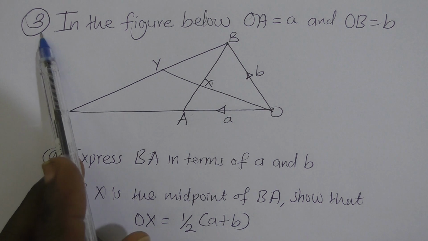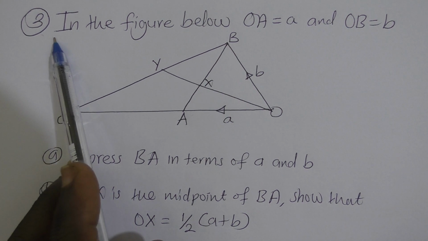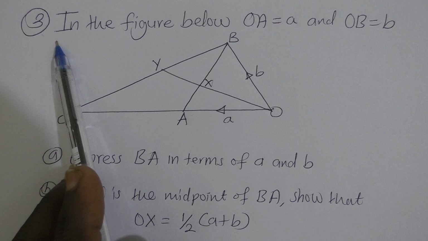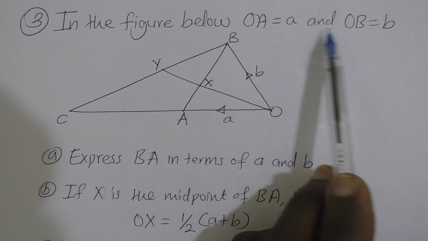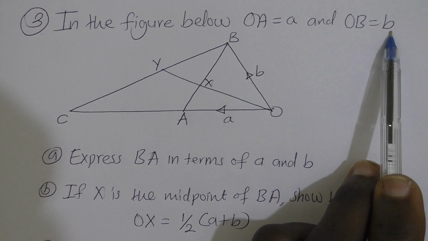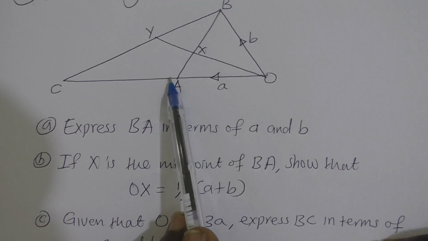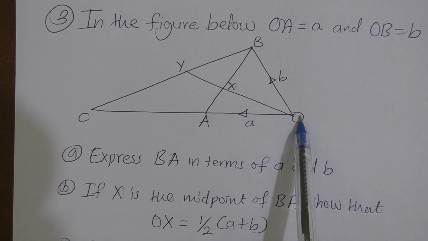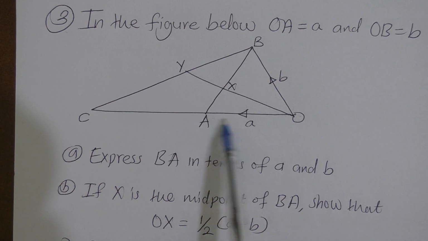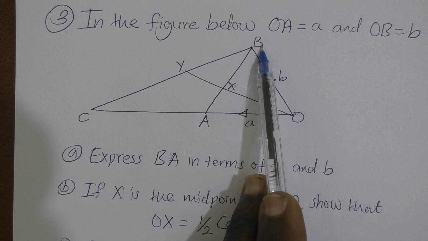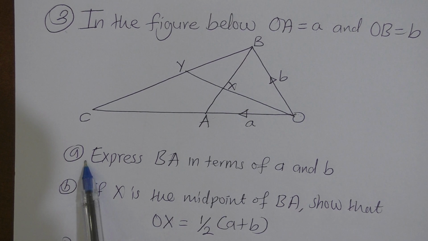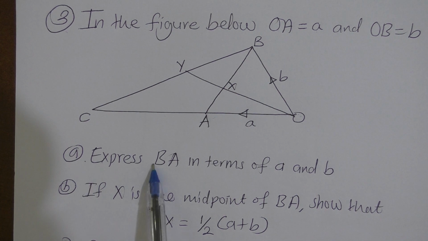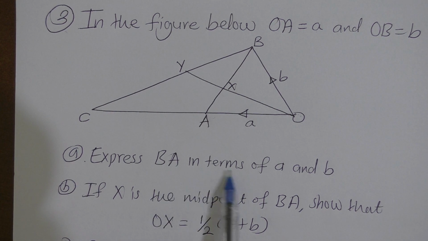So number 3, in number 3 we are given a figure below in which OA is represented by vector A and OB is represented by vector B. So this is the figure. This is the origin O, this is OA and OB. So question 1 requires us to express BA in terms of A and B.